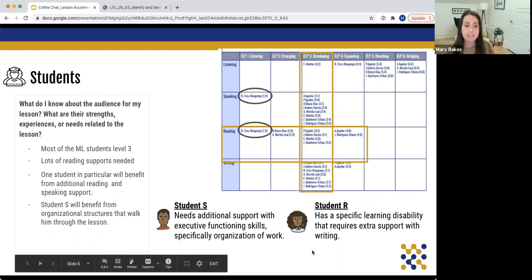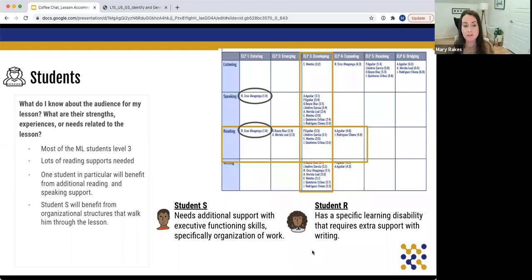Then I'm going to think about these 2 other students down here. Student S needs additional support with executive functioning skills, and so he's going to benefit from organizational structures that might help him walk through the lesson. And then student R has a specific learning disability. I know her, so she has a really strong math brain, but she's going to need some support showing her work with writing.